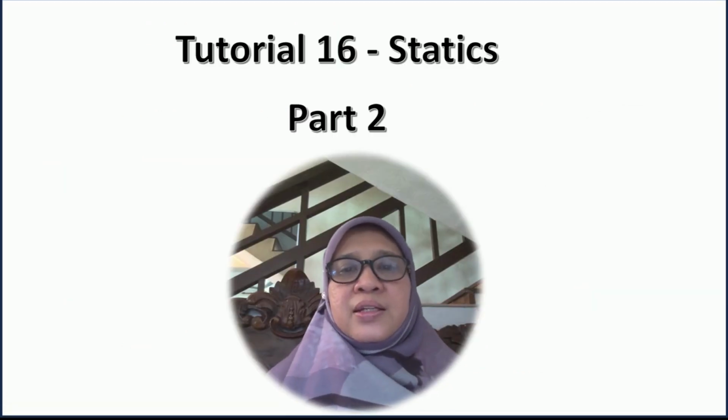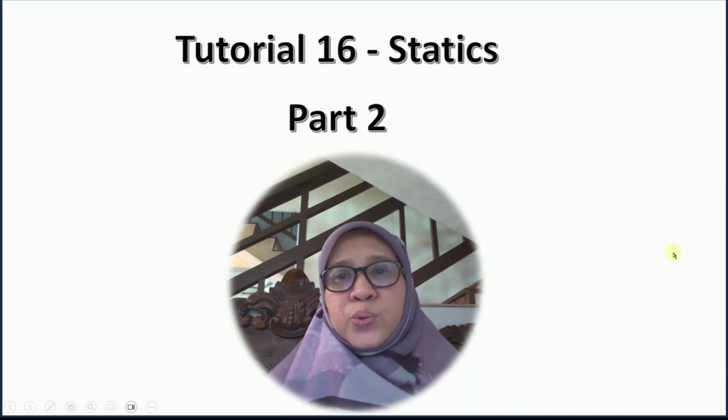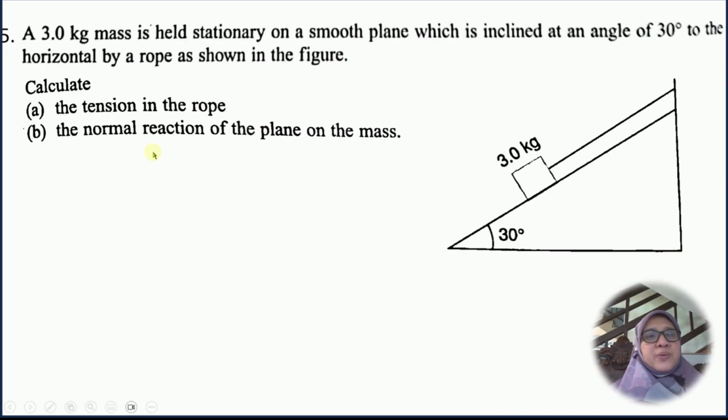Tutorial 16, topic statics, part 2. Okay, the first question, continuing from part 1, so this will be question 5. A 3.0 kilogram mass is held stationary on a smooth plane which is inclined at an angle of 30 degrees to the horizontal by a rope as shown in the picture. Calculate the tension in the rope and the normal reaction of the plane on the mass.